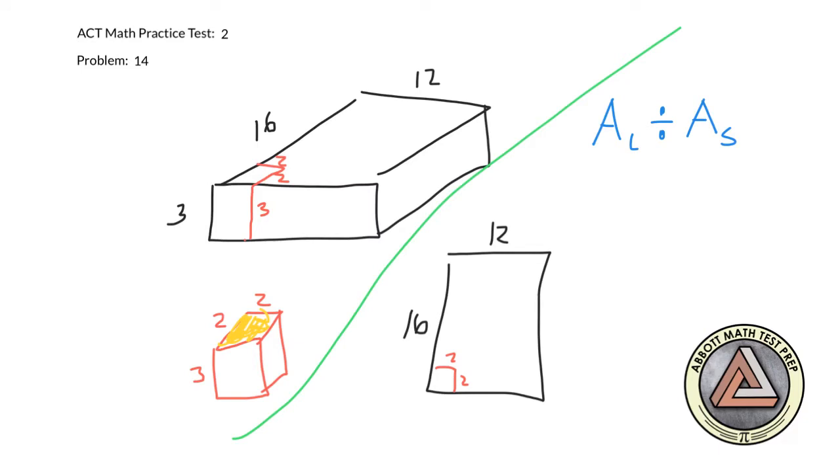So what is the larger area? Well, the larger area is most definitely going to be 16 times 12, and that is 192. 192, and that's going to be divided by the smaller area of each of these little squares, which is 4. And 192 divided by 4 is 48, which is answer choice J. Boom. Piece of cake. No pun intended, actually.